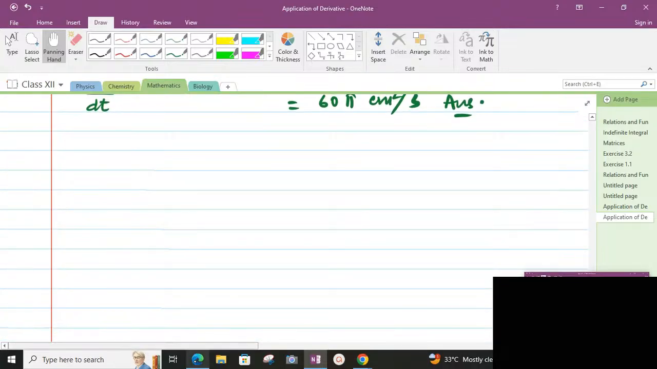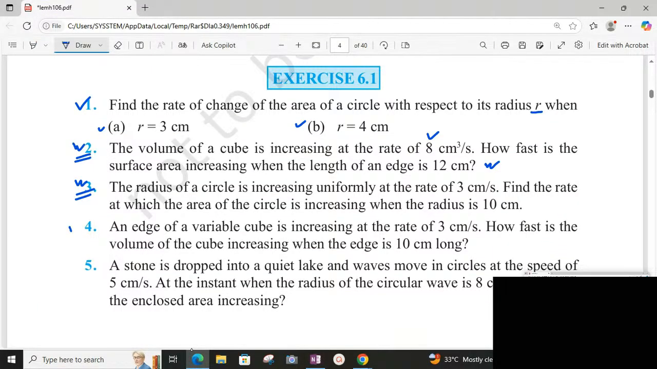So let's see the next question. This is question number 4. An edge of a variable cube is increasing at the rate of 3 centimeter per second. How fast is the volume of the cube increasing when the edge is 10 centimeter long? So let's see the solution. From the question, it is clear that dl by dt equal to 3 centimeter per second and l equal to 10 centimeter. And it asks us what is dV by dt.